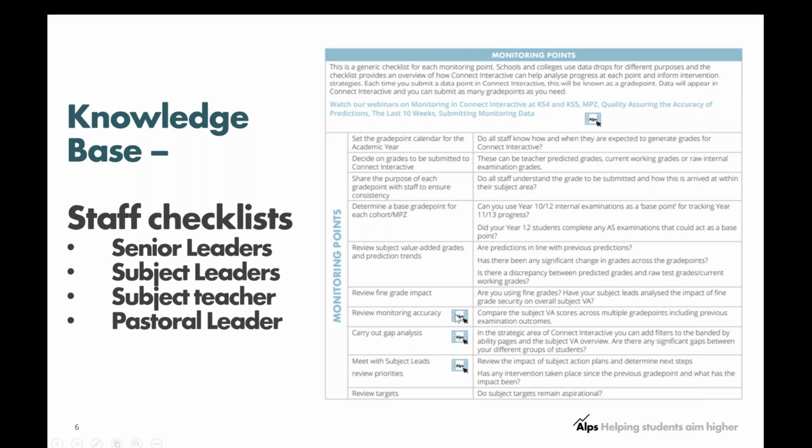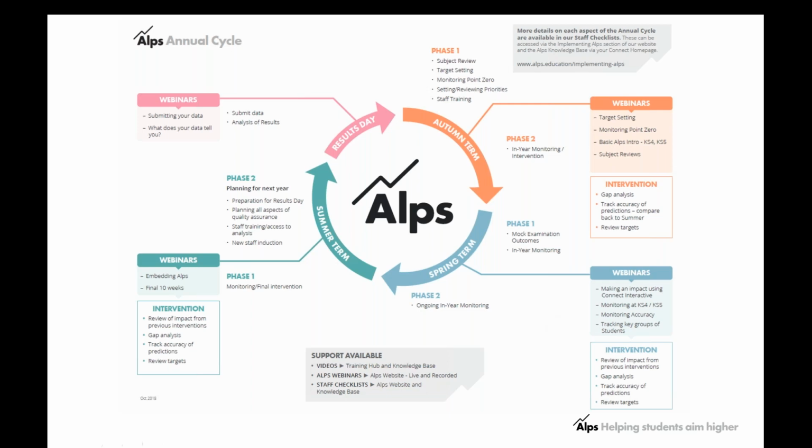They've got little videos that go with them if you need to remind yourself of how to get to that tool. They sit alongside this, which is our new Alps cycle poster for your walls, nice and colourful. And that is an overview of where your year might pan out, and what you might do in Connect Interactive at any given point in the year, with links to webinars, and the checklists are noted up there.